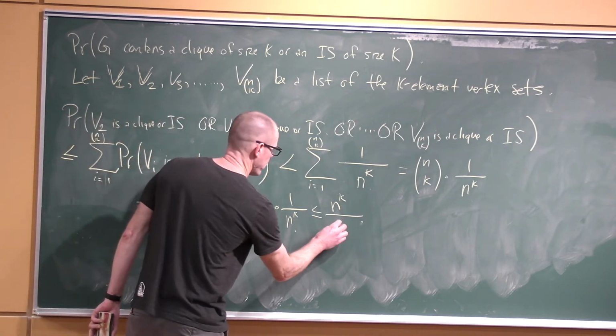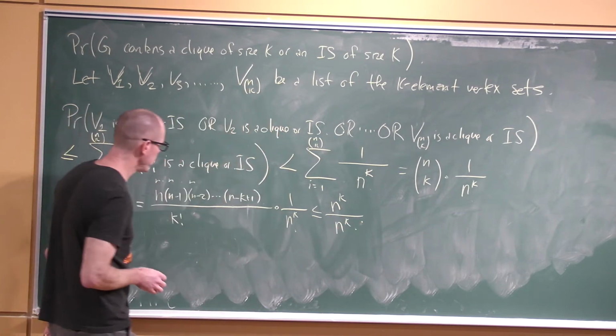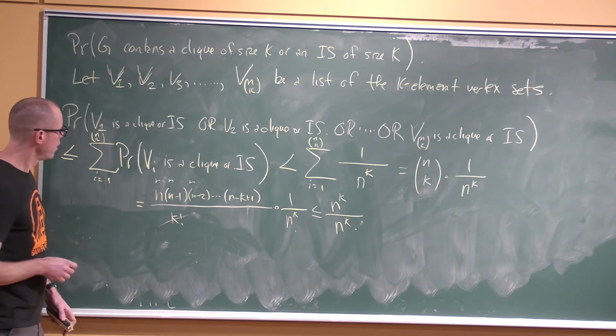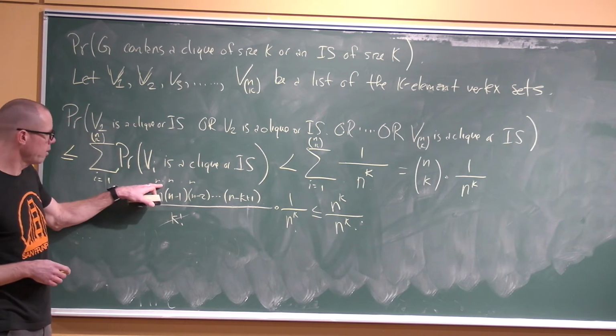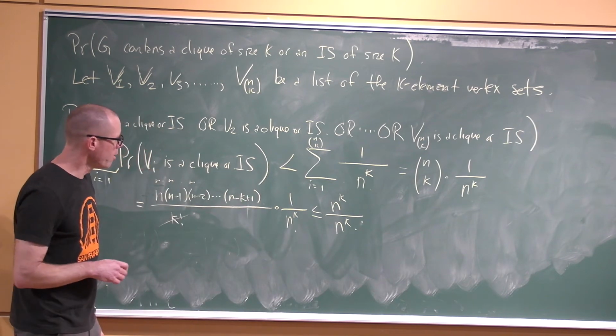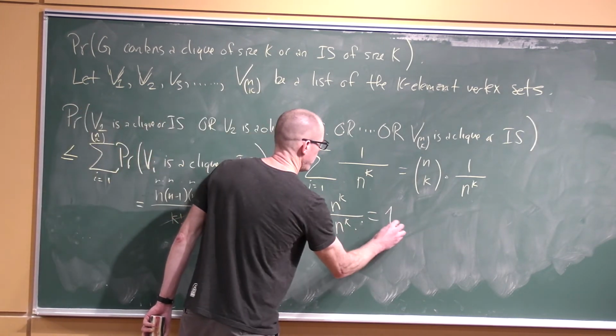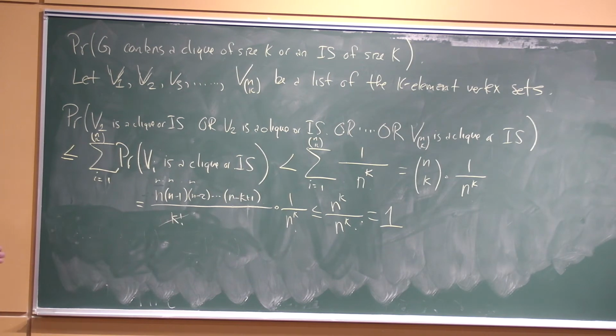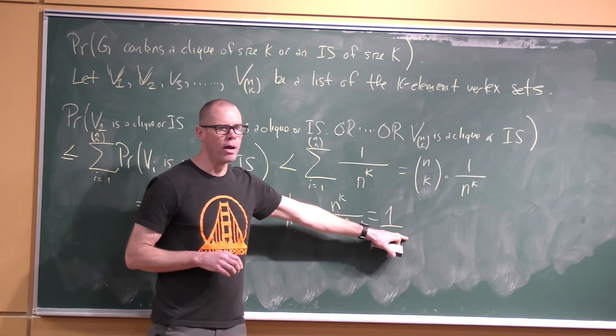And so, in the end, forget about this. Let these be big. I'll definitely only get something bigger here. And what am I left with? I'm left with 1. So the probability that any of these things is a clique or an independent set is smaller than 1.